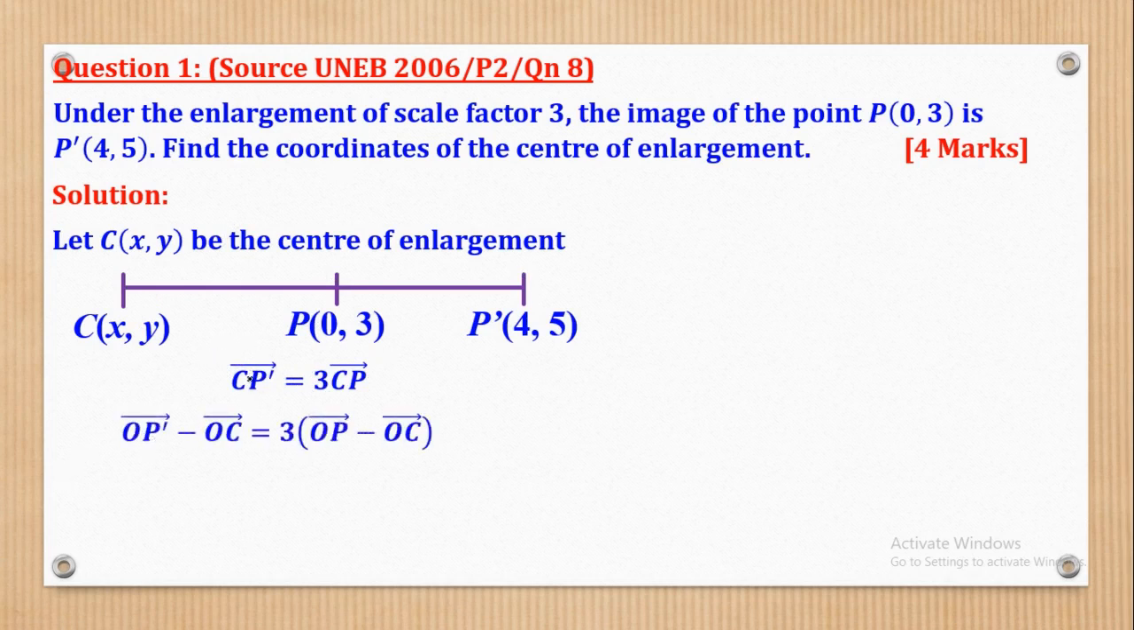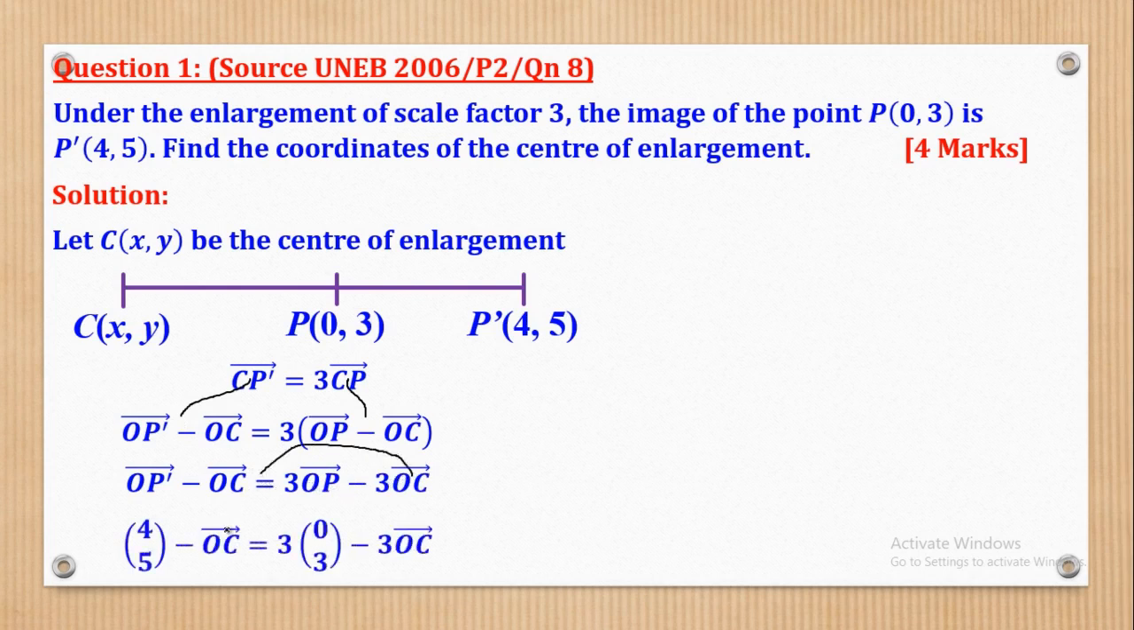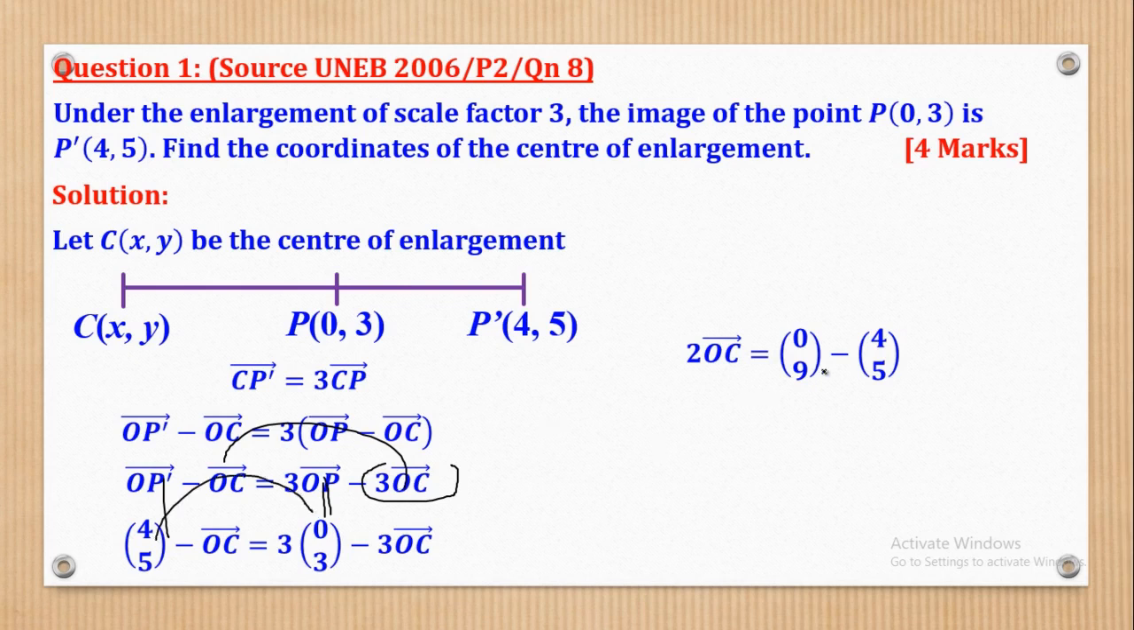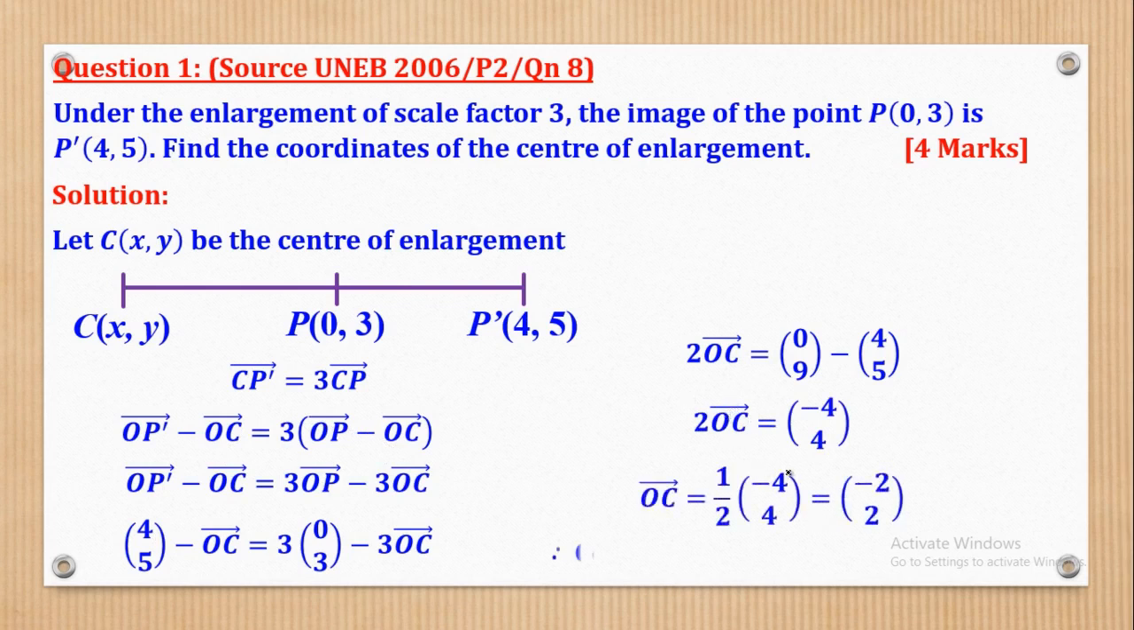Therefore, in vector form, this is OP prime minus OC, and this is OP minus OC. Our aim is to make OC the subject. So when I open brackets, I come up with this. Then put OC on one side to come up with that. This is OP, this is OP prime, but I want to make OC the subject, so bring this on this side and this on this side to come up with that. My aim is to make OC the subject, therefore OC will be that. In coordinate form, it will be that, and that will be the center of enlargement.